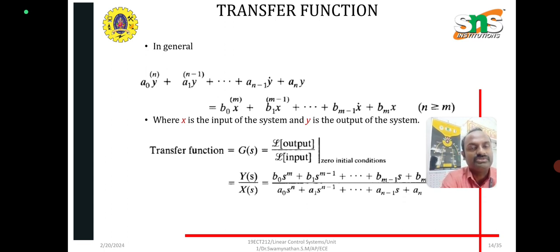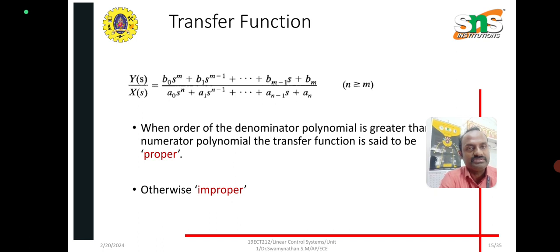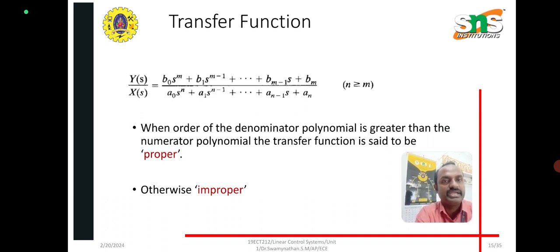And again the transfer function, we will use Y(s) divided by X(s). Y(s) is the b term and X(s) is the a naught term. The transfer function is Y(s) divided by X(s). It is proper when the denominator polynomial order is greater than the numerator; that means proper, otherwise it is improper.